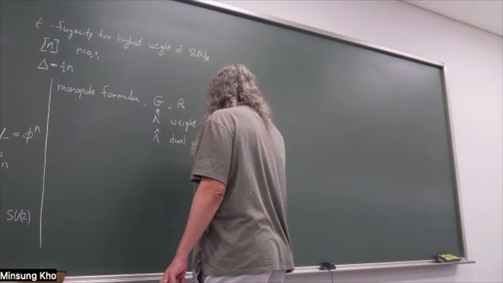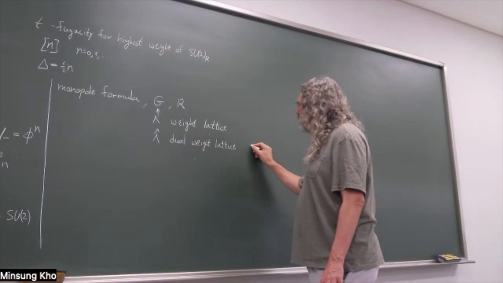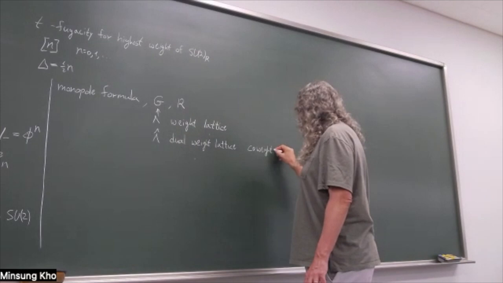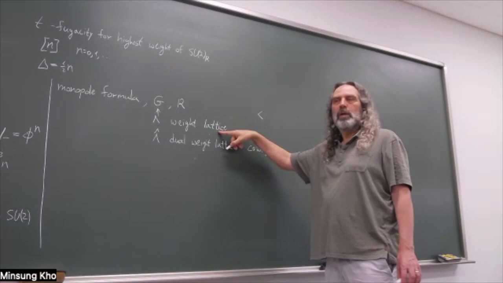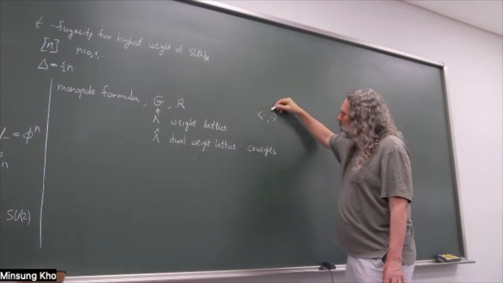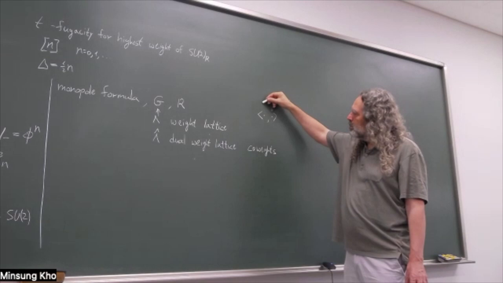In physics, you would find the name dual. But in mathematics, these are called co-weights. And here we need to be careful to understand what's going on. So whenever I have a weight lattice, there is a natural bilinear form. These are the weights, so they form a vector space, and these are the co-weights. Weights, co-weights. This is the dual vector space.